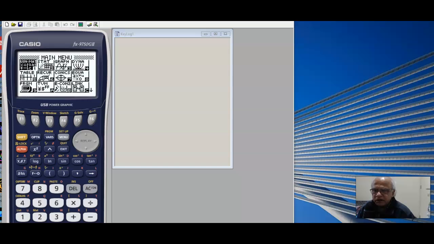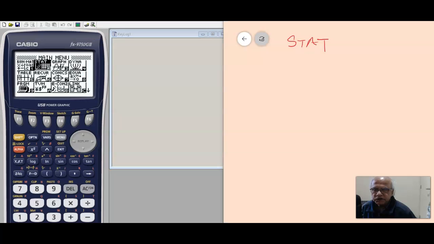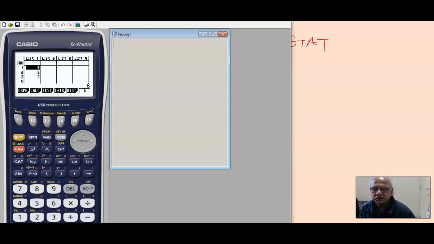First thing what we need to do is identify the window. This is the stats window, so you got to go to the stats window. Let me see if I can write it on the screen. Stats window, and then of course we got to enter, execute.